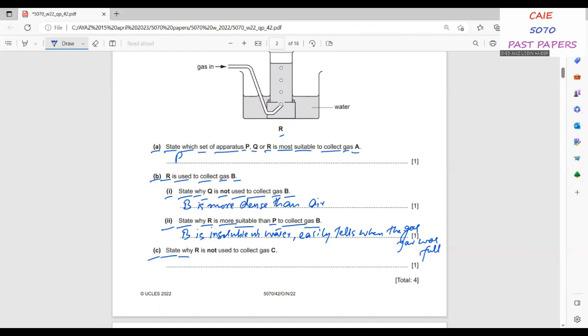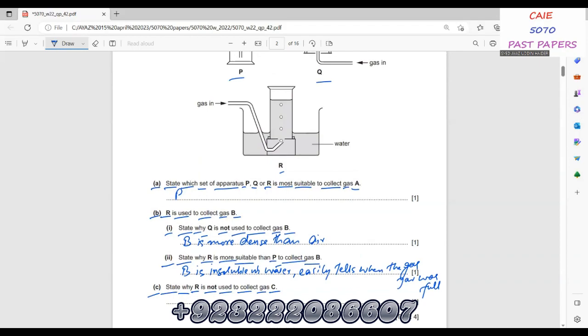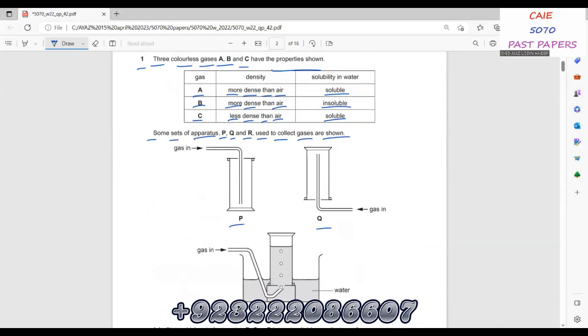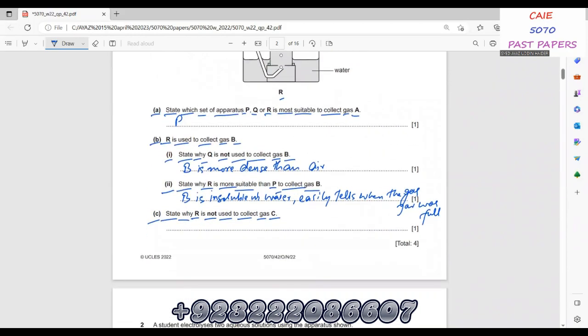C, state why R is not used to collect gas C. It's very simple. C is soluble in water. You see here, C is soluble in water, so you can't use this.